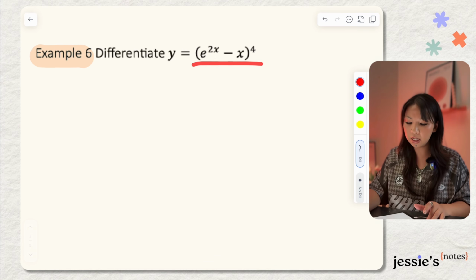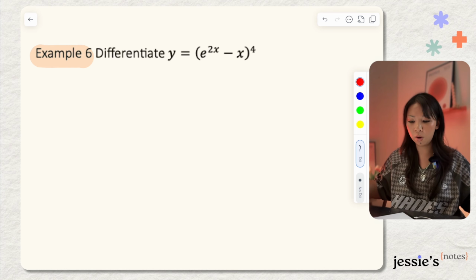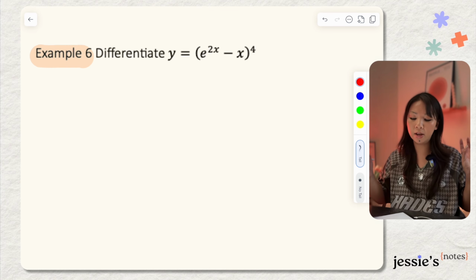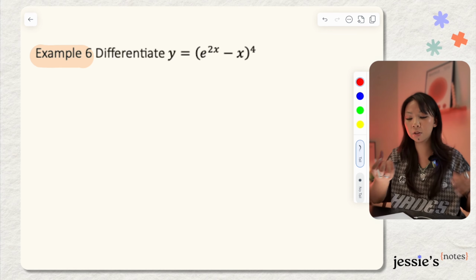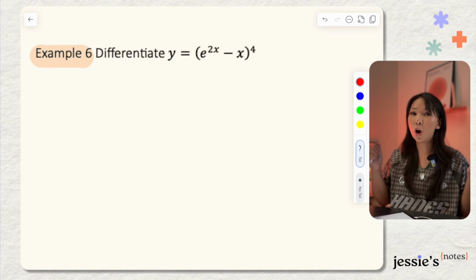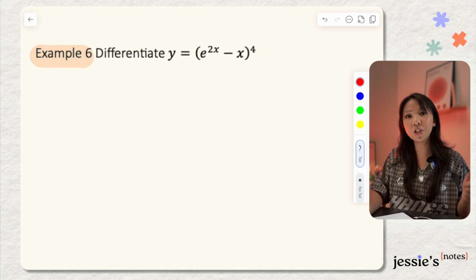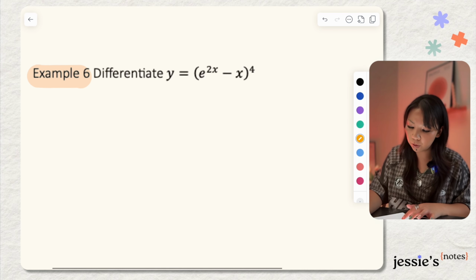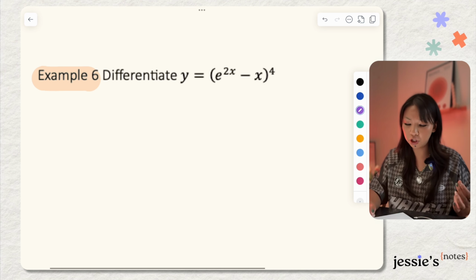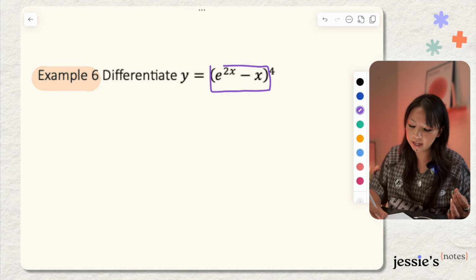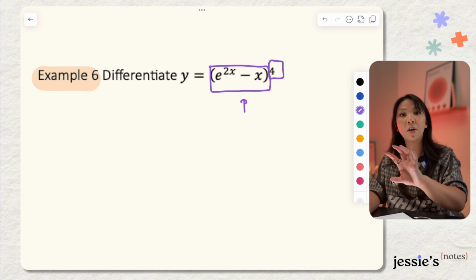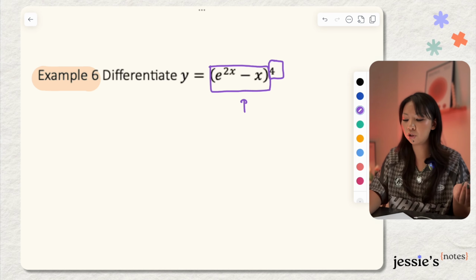Differentiate y is equal to e to the 2x minus x to the power of 4. Okay, so you can see here, this is not just the e by itself. We have an e to the 2x, and then we have an x term, and then we have a power. You should hopefully notice that in order to differentiate this, we're going to have to use chain rule. You can tell it is going to be chain rule because we have an inner function, this guy over here, and then you have the outer function, this guy over here. That is when you know how to use chain rule.